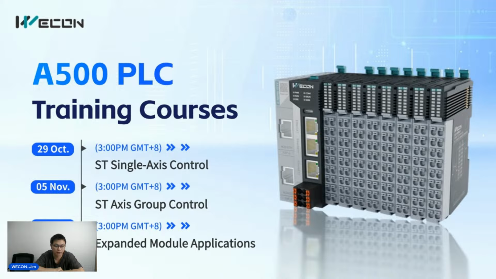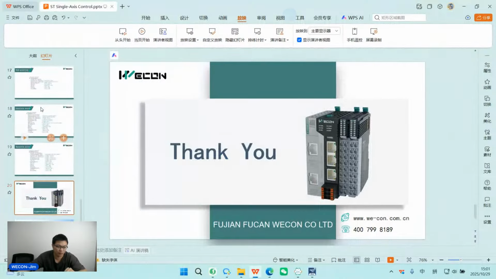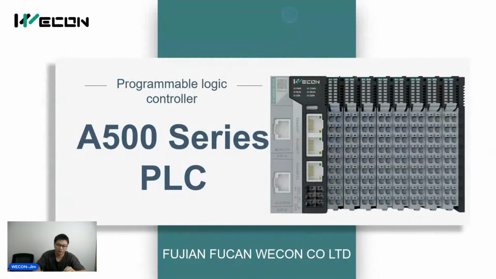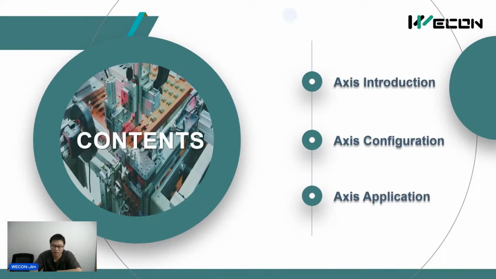We will use two classes to introduce motion control, single axis and axis group. The training will be based on the ST programming language. Then we will use another class to introduce the expansion module applications. Today is our first training about single axis control. These are today's contents: 3 parts: axis introduction, axis configuration, and axis application.